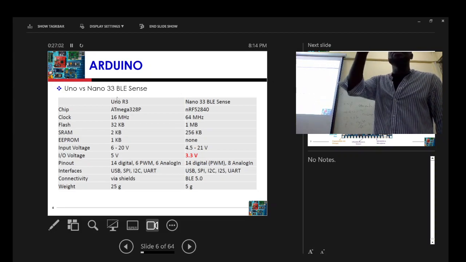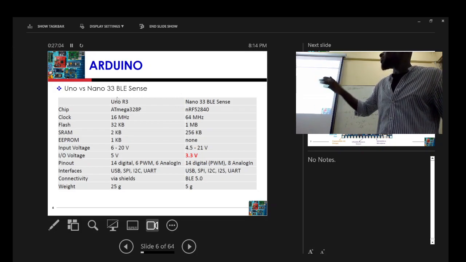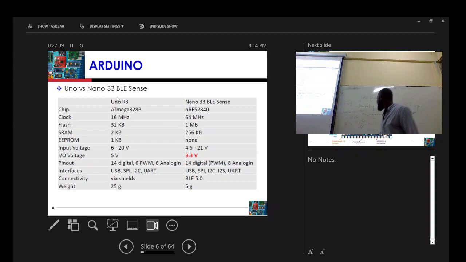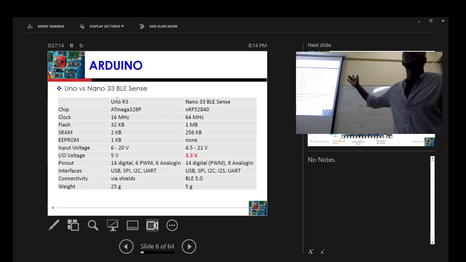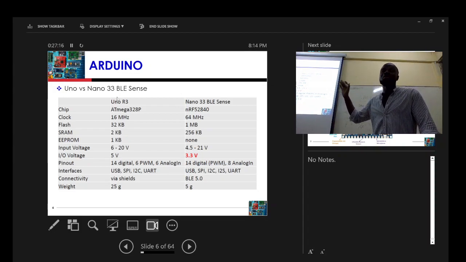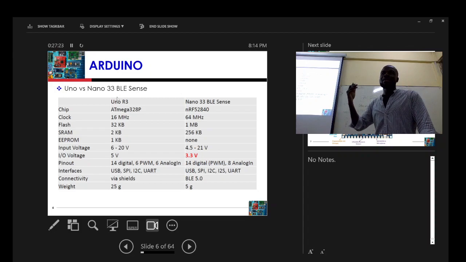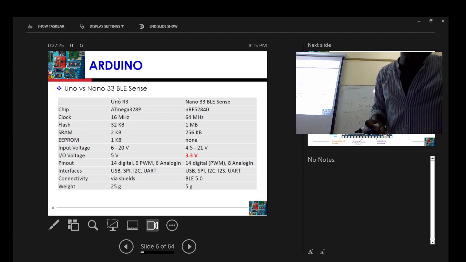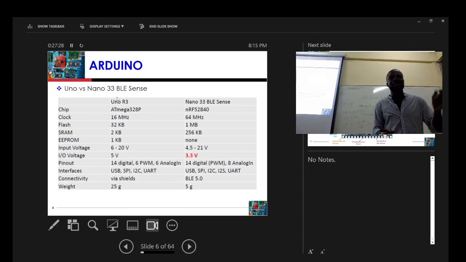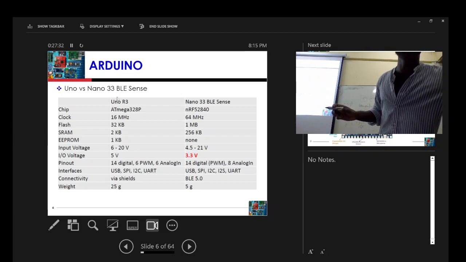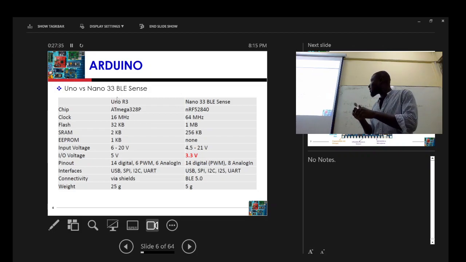Now for the flash memory that I talked about, the Arduino Uno has 32 KB. What is KB? Kilobytes of data, right? While the Nano has 1 megabyte. So you see that the flash can store more of your code than the Uno. That is why this board can be used to run machine learning algorithms, but the Uno cannot, because this one has more flash than the Uno.